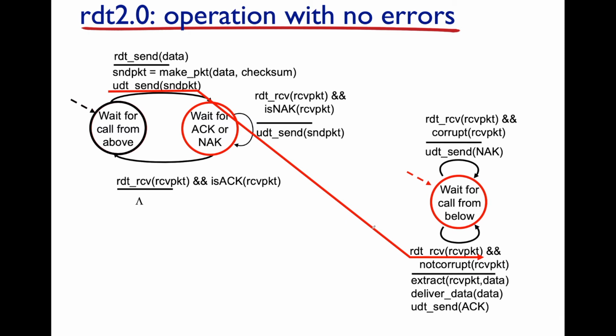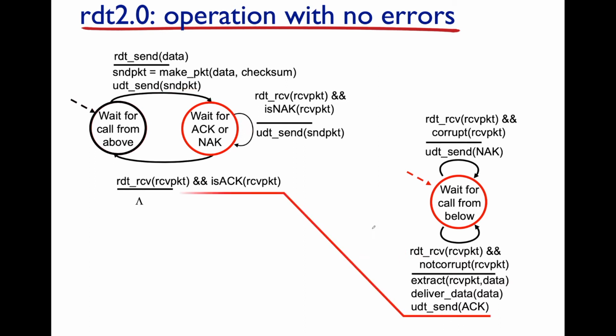In response to that, it extracts the packet that it received, extracts that data, and then delivers that data to the application layer above, and then sends back over the unreliable channel the acknowledgement, so UDT send of an ACK message. This ACK message is received back at the sender. So the sender transitions, because RDT receive, yes, and it is an ACK, receive the packet, so it makes that transition back to waiting for a call from above.